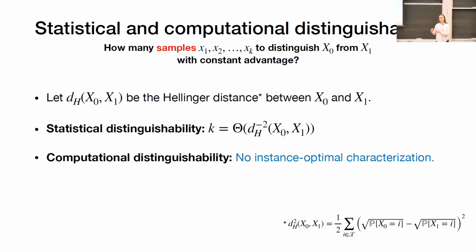Before our work, there was no instance optimal characterization. So as I'll describe in a few slides, there were some characterizations that were optimal for some x0 and x1. But what we really want is a characterization of k that depends on the distance between x0 and x1 and will be asymptotically optimal for every pair of x0 and x1.